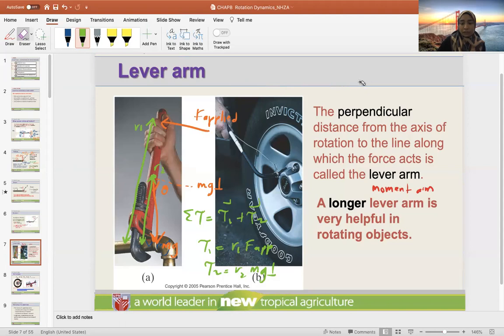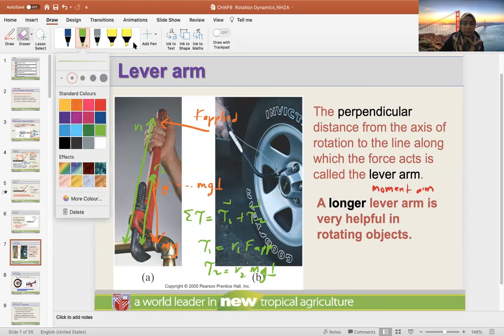Dr. Nat? Yeah. Sorry for interrupting, Doctor. But you put two torques, torque 1 and torque 2, because F applied acts at radius 1 and then mg acts at radius 2, is it? Yeah. So if, let's say there's a third force at radius 3, so we also have to consider a torque 3. Yep, correct. Thank you, Doctor.